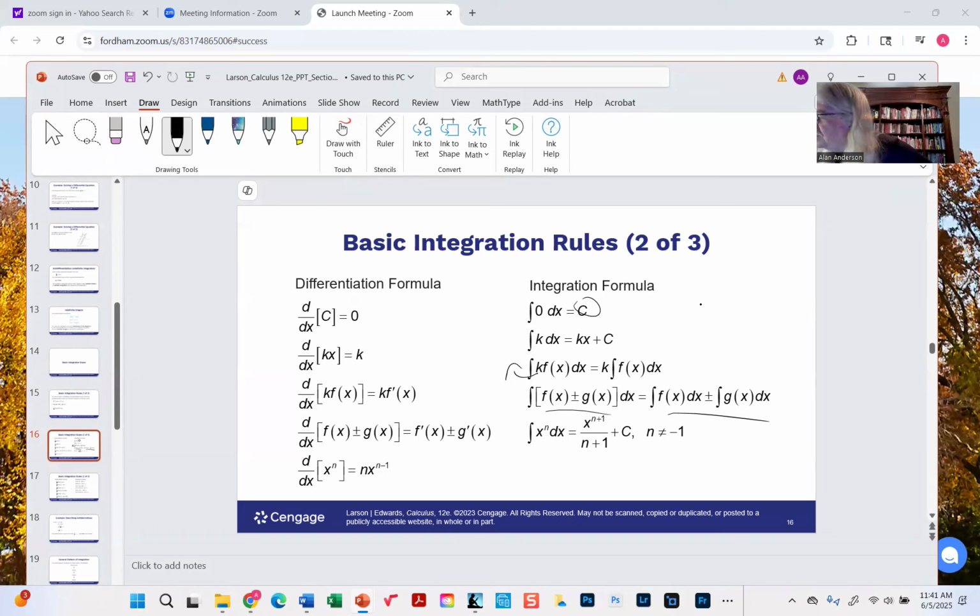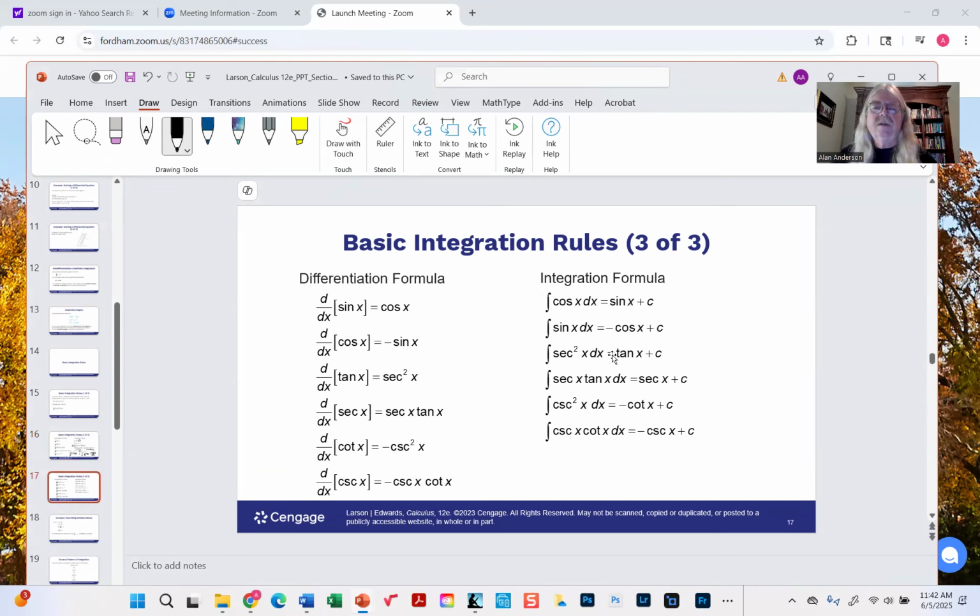If you have the integral of x to the n power, the integral is x to the n plus 1 power over n plus 1, except in the one case where n is equal to -1. So in other words, if you have the integral of x to the -1, or of course 1 over x dx, this gives us back the natural log of the absolute value of x plus c.